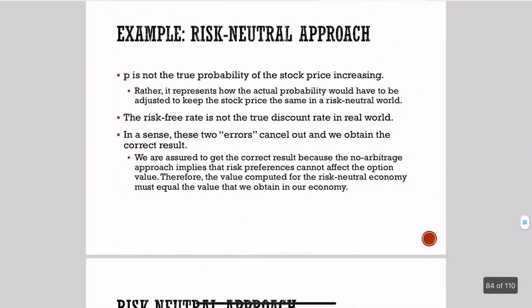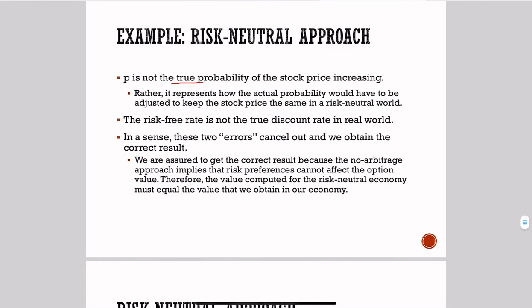So this seems like magic, right? Why does it actually work? Well, the explanation is actually quite interesting. Think about what is the risk neutral probability. It is not the correct probability that the stock price will increase in the real world, right? So it is not the true probability of the stock price increasing in the real world.